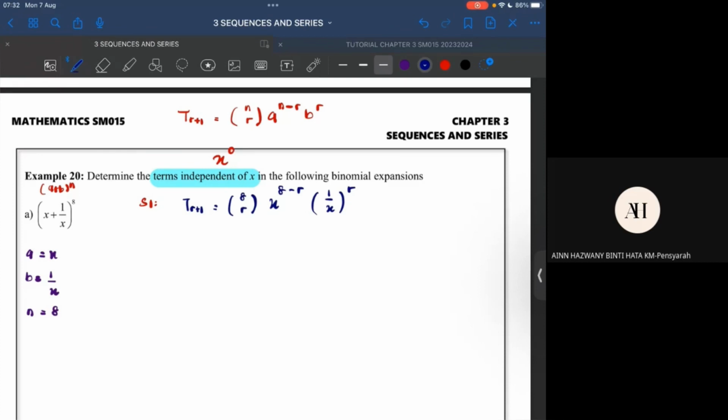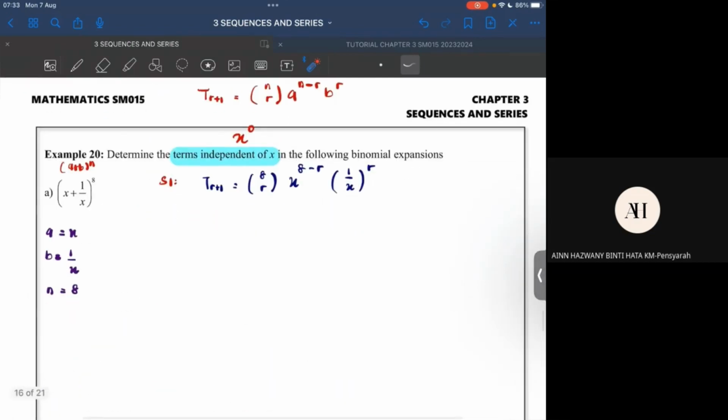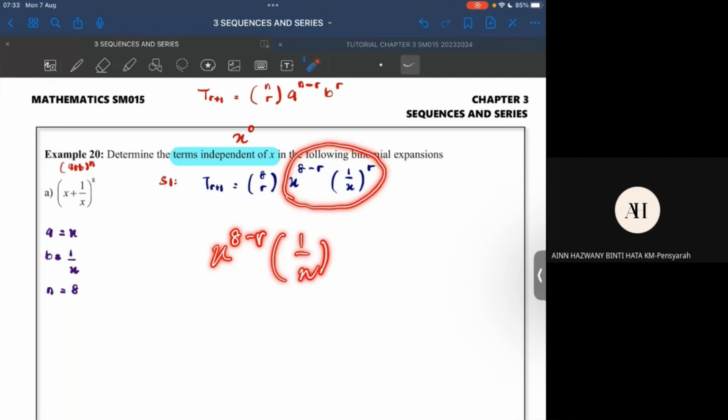Tetapi kita belum boleh pergi kepada step yang kedua, which is to compare X to the power of 0. Kenapa? Sebab untuk soalan sebelum ni, dia suruh compare dengan Y to the power of 5, which is Y kita memang dah single dekat sini. Okay, Y to the power of 5 memang single duduk sorang-sorang, kita boleh compare, tak ada masalah. Okay, tetapi untuk soalan ni, ini semua X. Okay, X 8 minus R 1 over X power R.